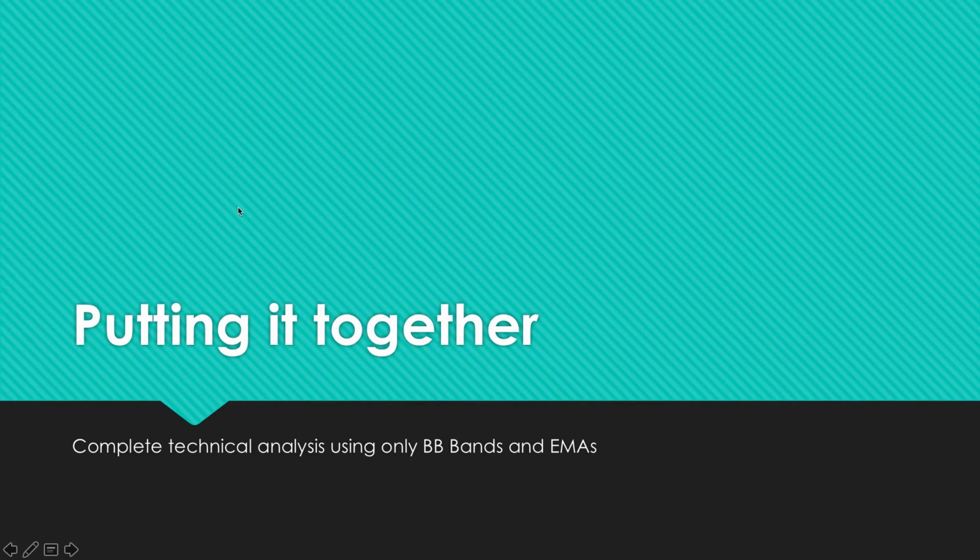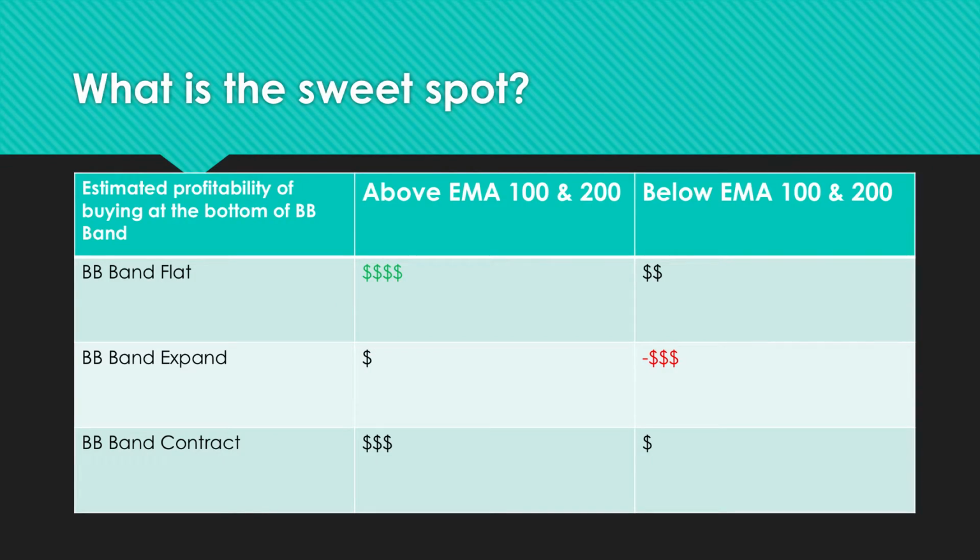All right, moving on. Now we're going to go through some examples, putting it together first. Before we go through examples, let's talk about the sweet spot. Price can be above and below EMA, so that's the two columns here. And the Bollinger Band can be flat, expanding, or contracting. You want to buy when the price is above the 100 and 200 EMA, showing a clear trend, and the Bollinger Band is flat, preferably the second bottom you see. This is where you make the most money.